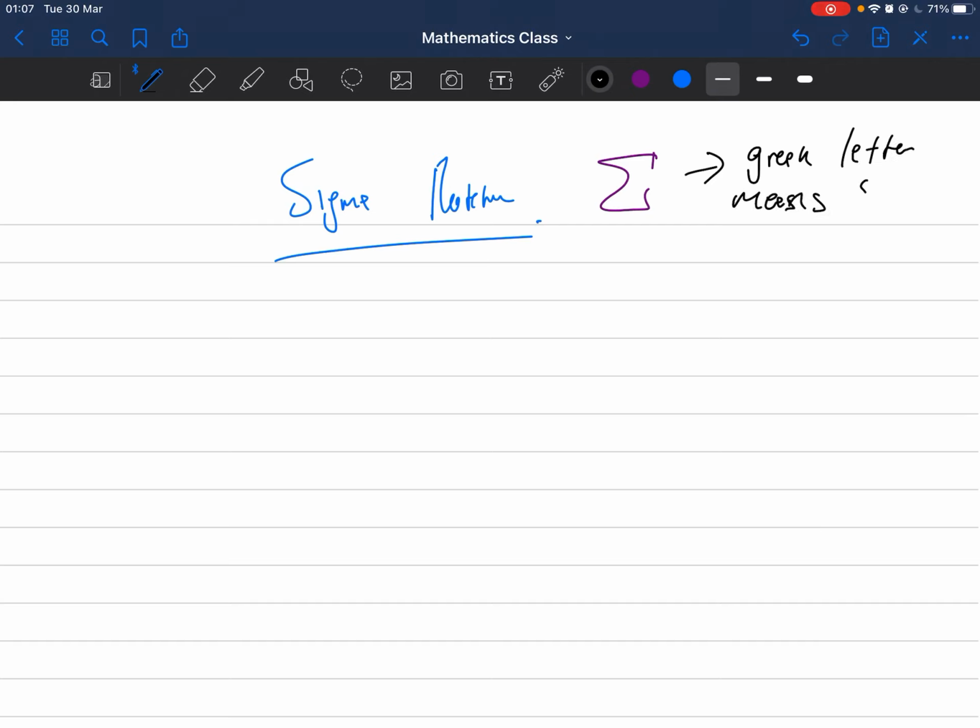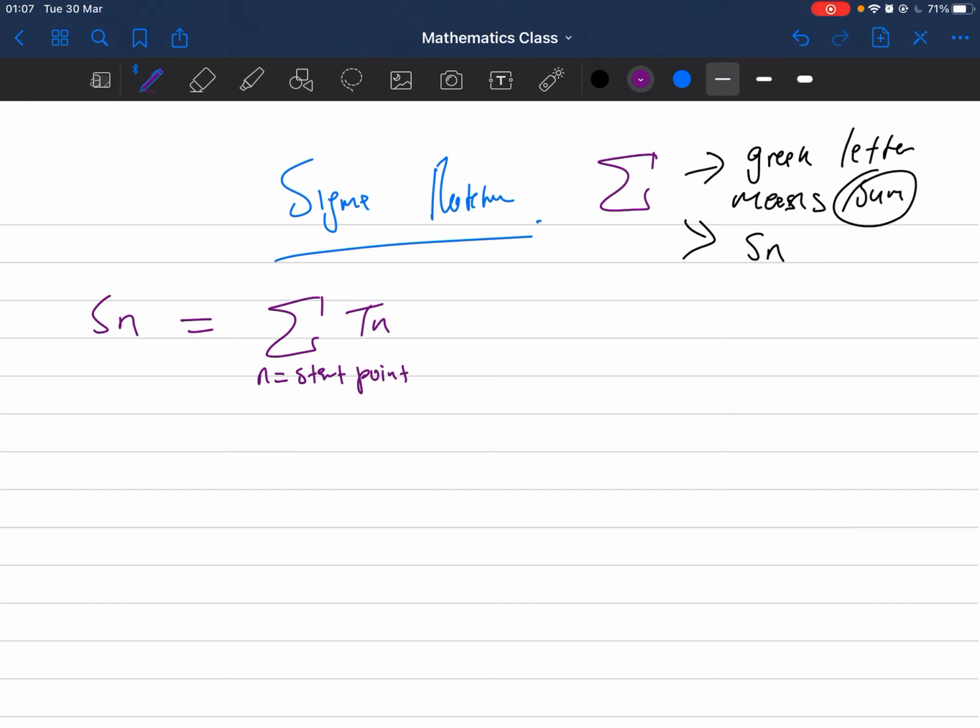which means sum, right? And we already know in our previous videos that sum is Sn. So we can now establish that Sn, the sum of the n terms, is this Greek letter, right? And this Greek letter goes with Tn, and your n has your starting point and your end point.